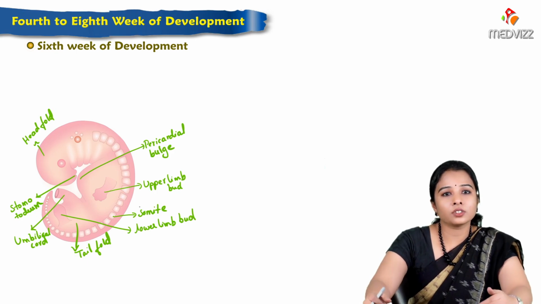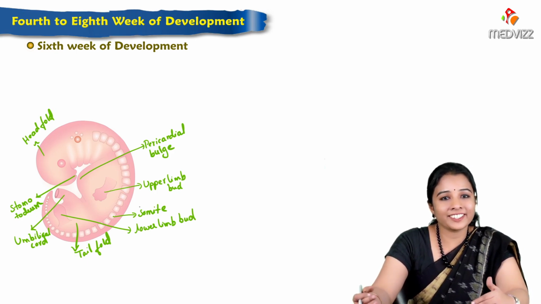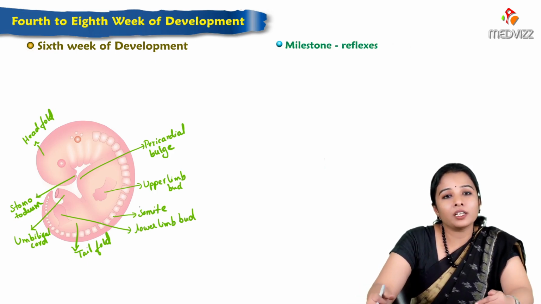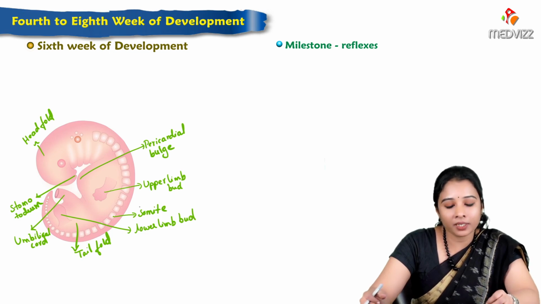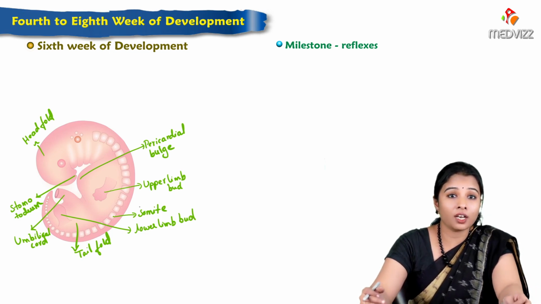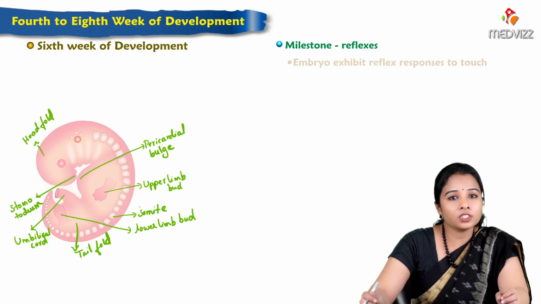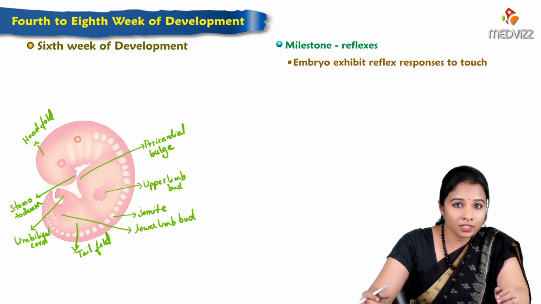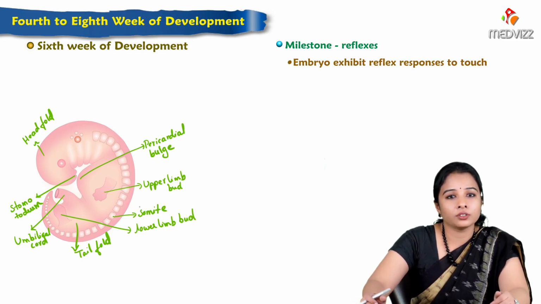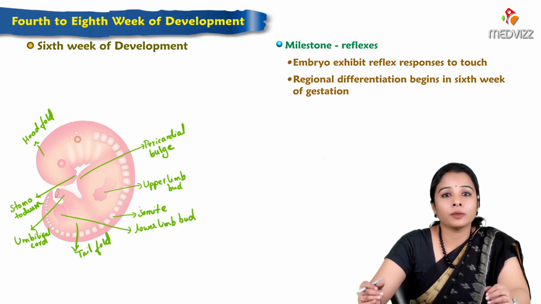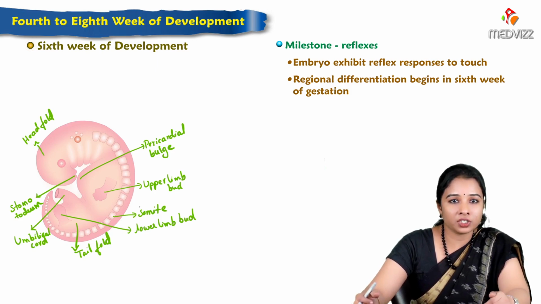Let's talk a little more about the 6th week of development. The milestones of the 6th week: the main milestone is reflexes. In the 6th week the embryo exhibits a reflex response to touch. Regional differentiation begins in the 6th week of gestation.